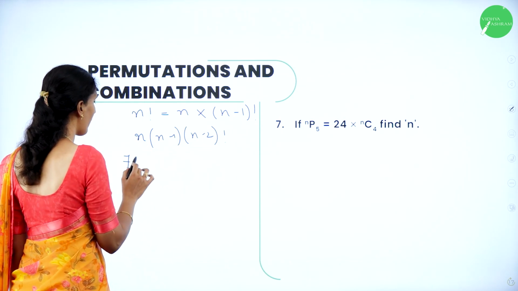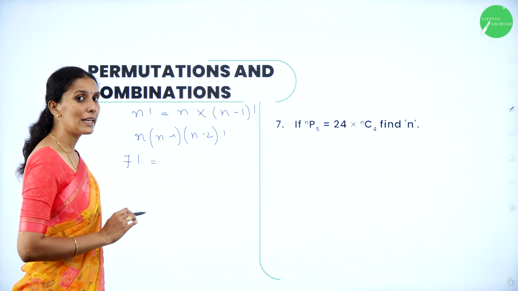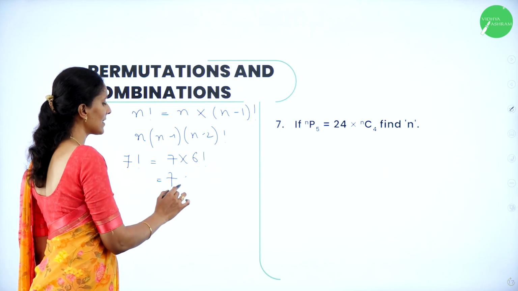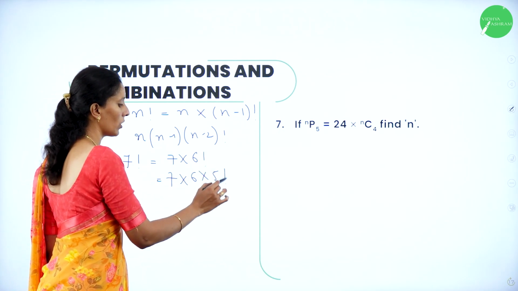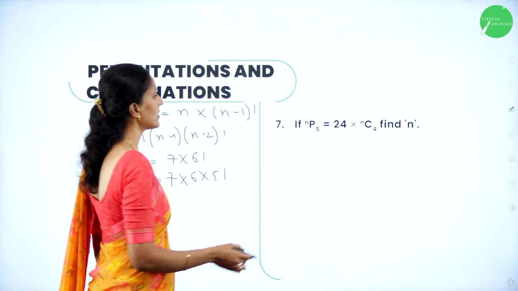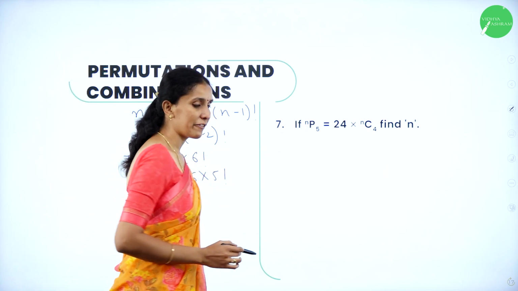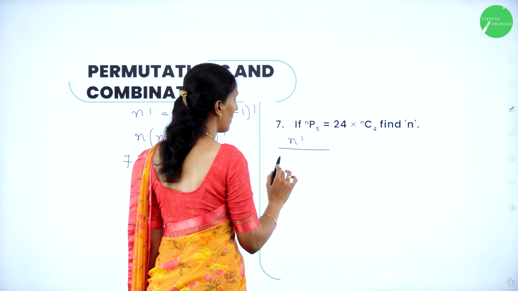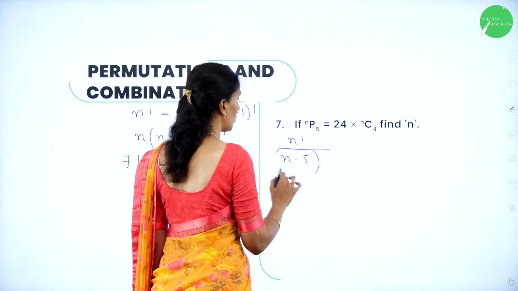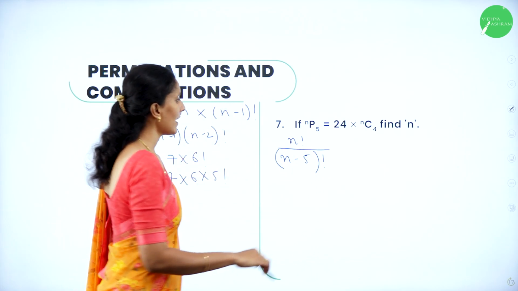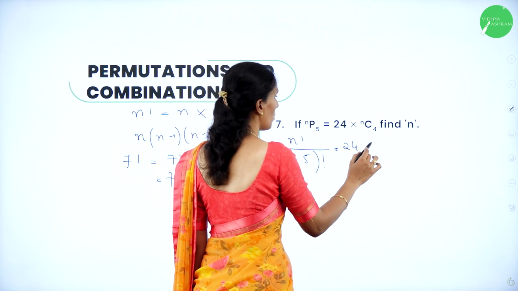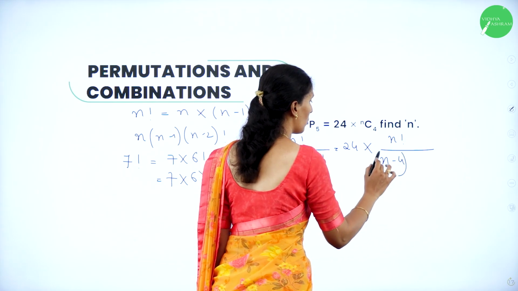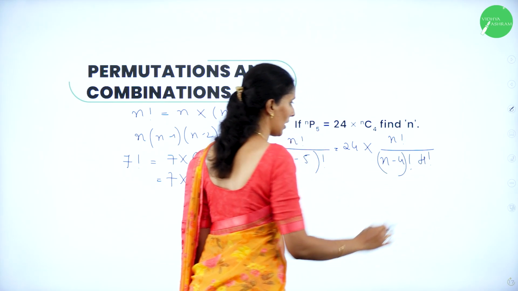For example, take 7 factorial. 7 factorial can be written as 7 into 6 factorial, or you can write it as 7 into 6 into 5 factorial, which is one and the same. The same concept I am using here. So what is my nP5? Use the formula of permutation, that is n factorial by (n minus 5) factorial. Next I have 24 into nC4, which is n factorial by (n minus 4) factorial into 4 factorial.